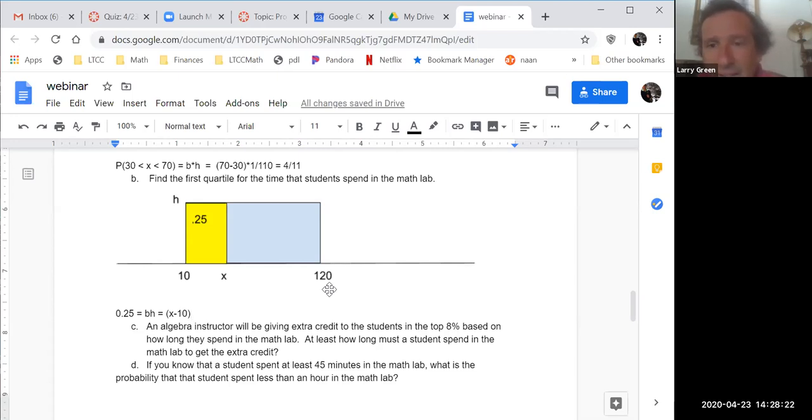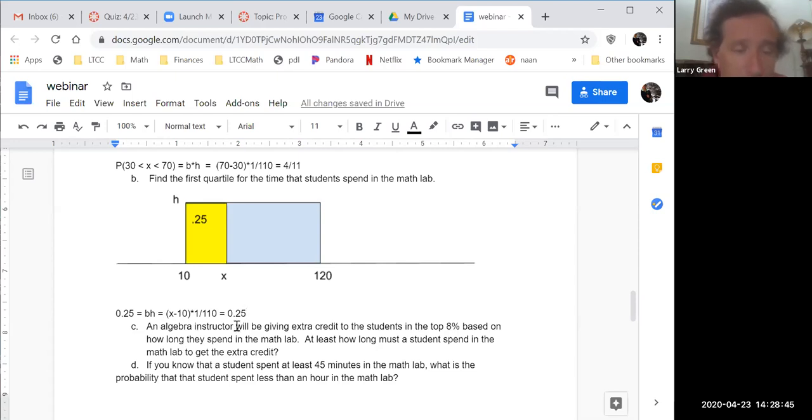Any guess? Anybody knows? The hint is it's easy. Yeah, it's 1 over 110. That doesn't change. It's the same height. 1 over 110. All right, and then you don't have to do this, but I think it'll be easier mathematically to rewrite it as equals 0.25.